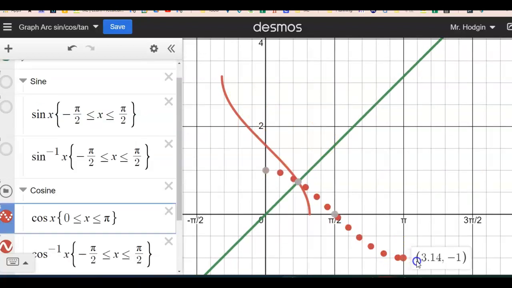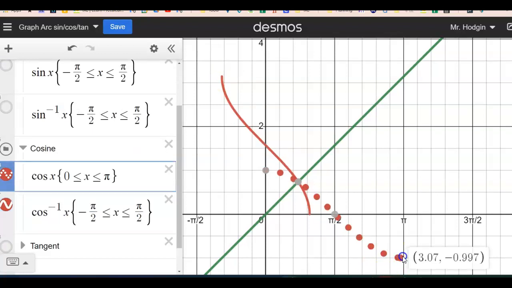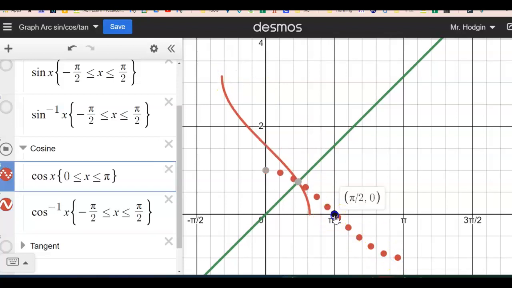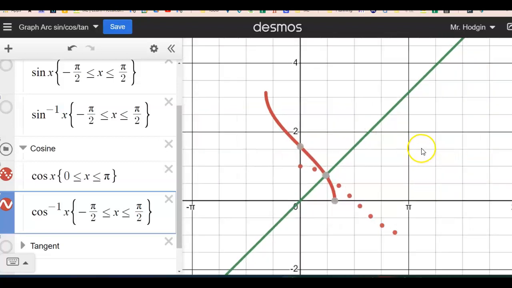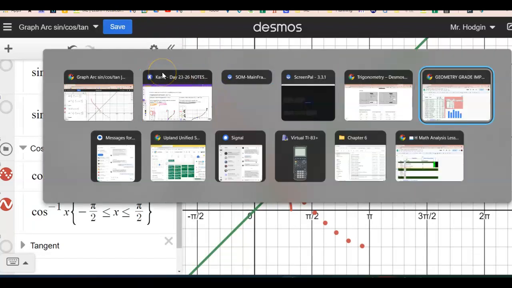All right, 3.14 comma -1. -1 comma, this one says pi instead of 3.14, but you can see that the same thing is happening. The x's and y's are just swapping places. We can go anywhere, pi over 2 is 0. Right here it says 0 comma pi over 2. So more of a geometrical review, and a little bit of algebra, switching x and y's.